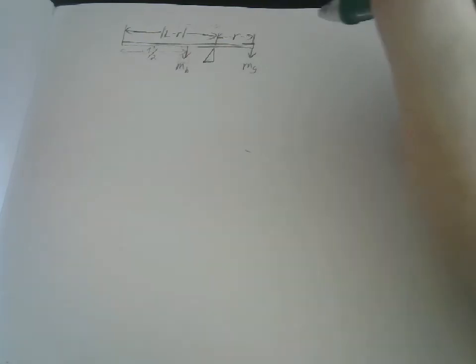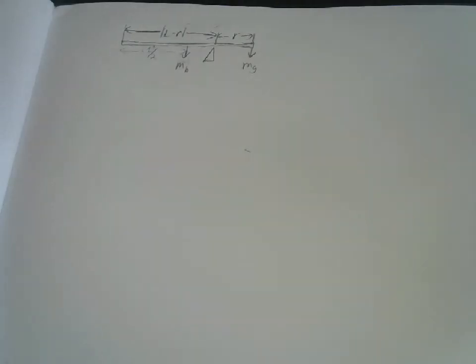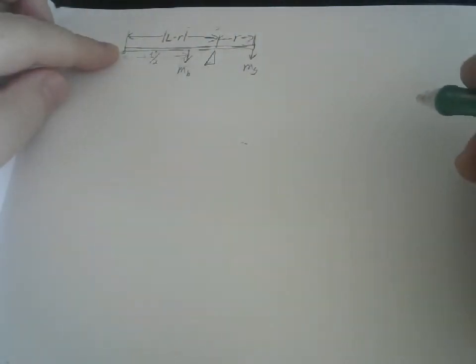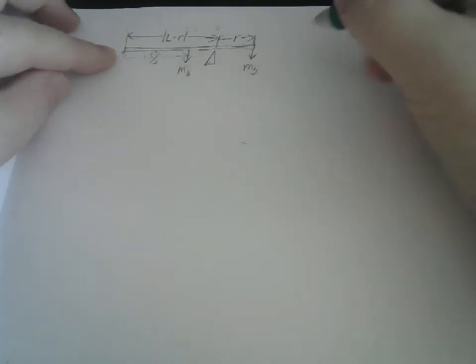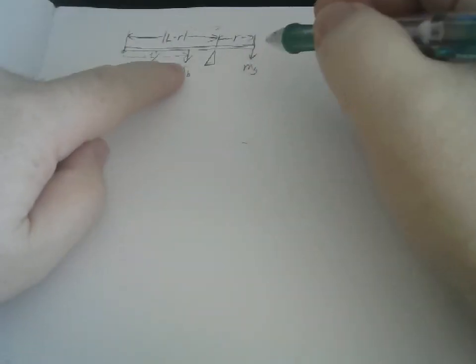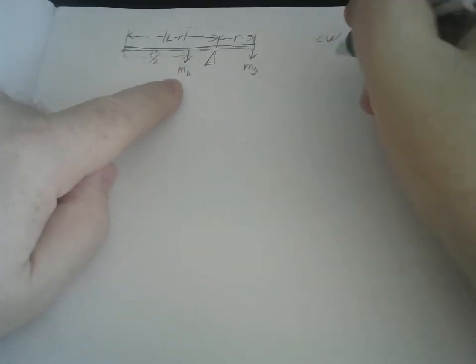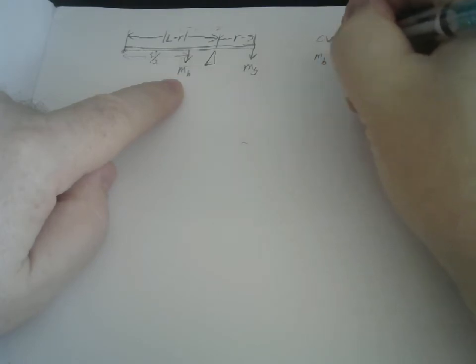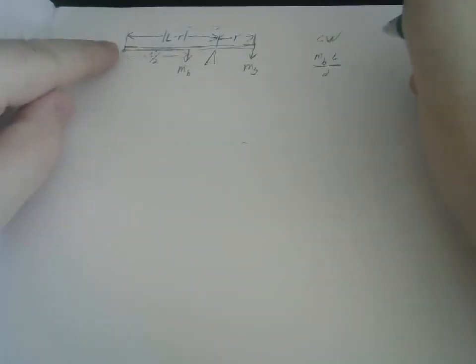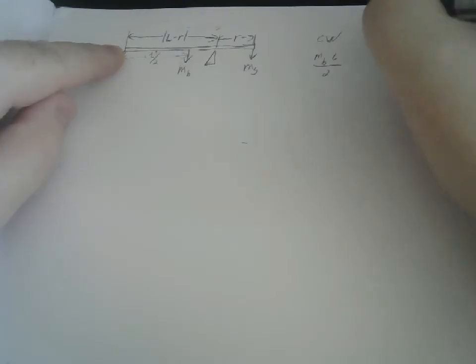I think I'm going to think in terms of torques around this point, because I just feel like I've got everything labeled in that direction. So this down arrow produces a clockwise torque of m sub b L over 2. This one produces a counterclockwise torque of L minus R times m sub b plus m sub g.